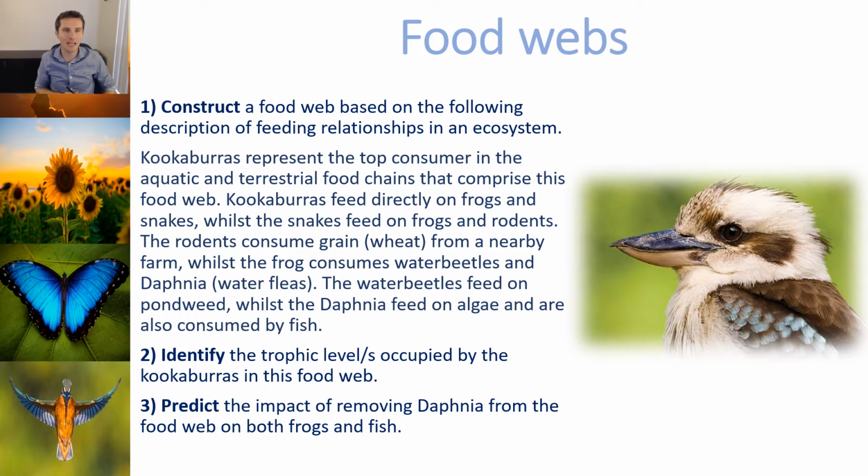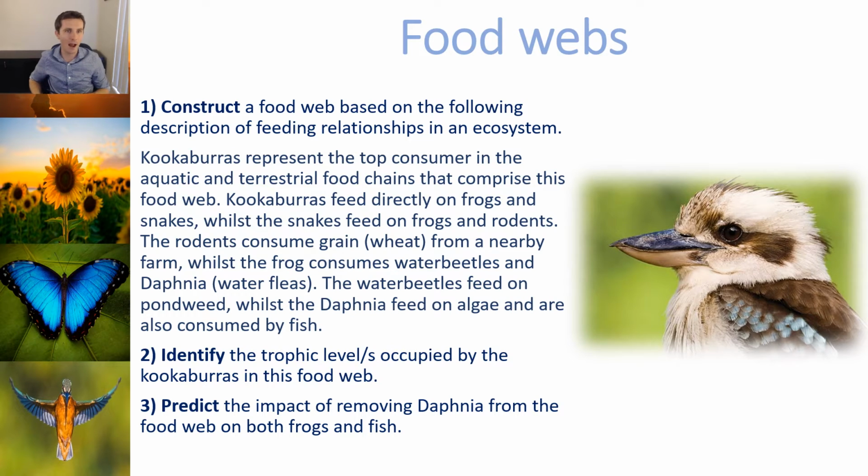Looking at food webs again, construct a food web based on the following description of feeding relationships in an ecosystem. Then it says identify the trophic levels occupied by the kookaburras in this food web and predict the impact of removing Daphnia from the food web on both frogs and fish. Once again, pause the video. I'm going to go through these answers, but make sure you have a practice at doing it yourself beforehand.